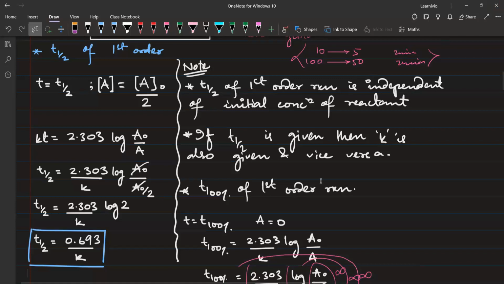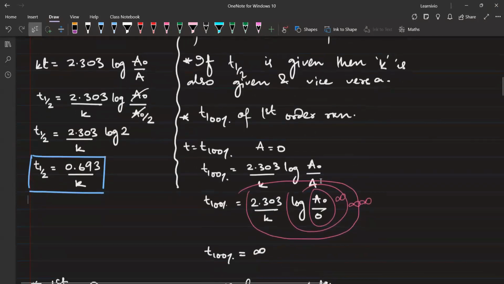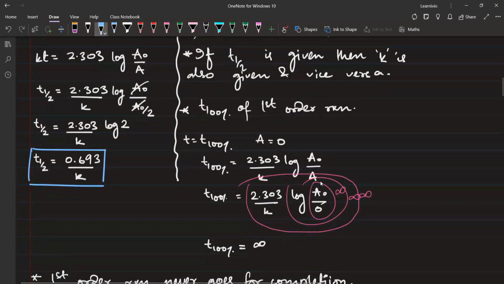Now, when we are going to calculate the T 100%, so T 100% for a first order reaction, the concentration of A will be equal to 0. Because what is 100%? 100% means how much amount is reacted? Everything, sir. Everything is reacted. So what is the amount of reactant left? 0. Very good. So A will be equal to 0.